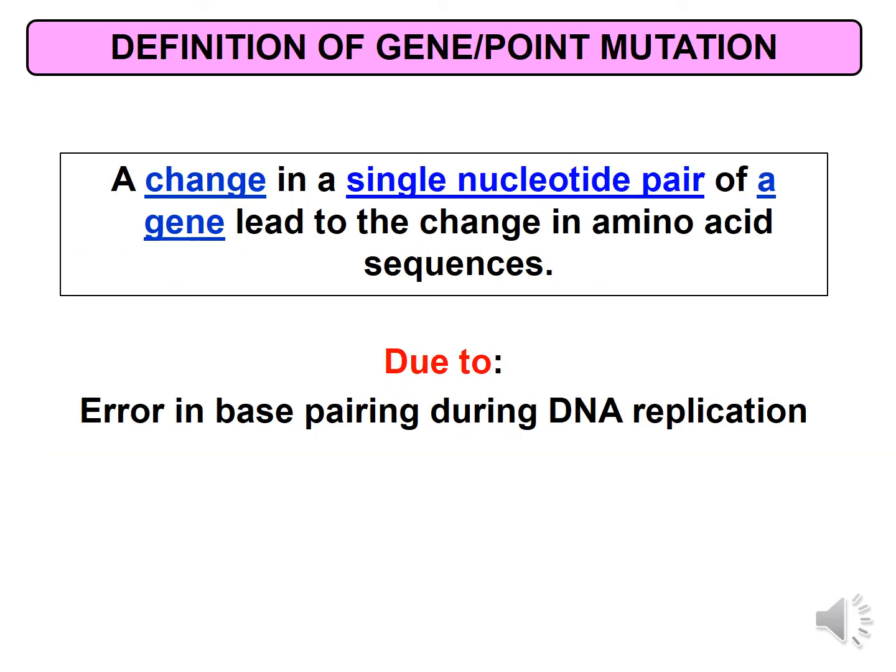This is the definition of a gene, or point, mutation. It is a change in a single nucleotide pair of a gene, which then leads to a change in amino acid sequence. It is usually due to an error in base pairing during DNA replication.